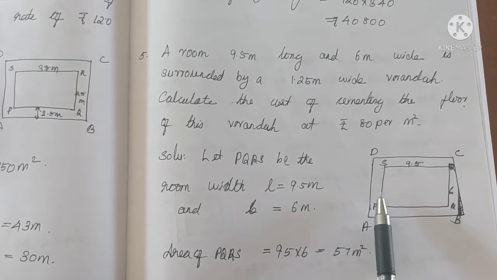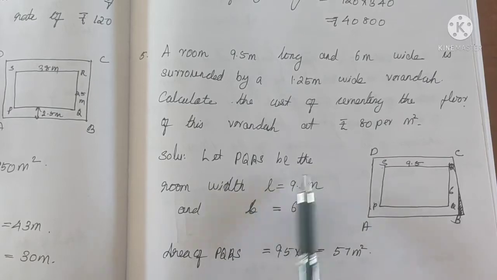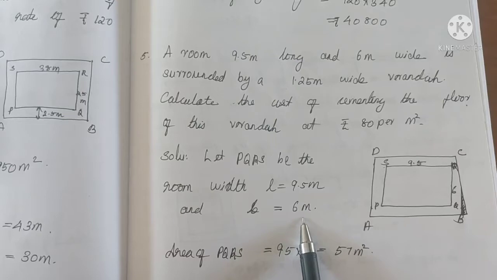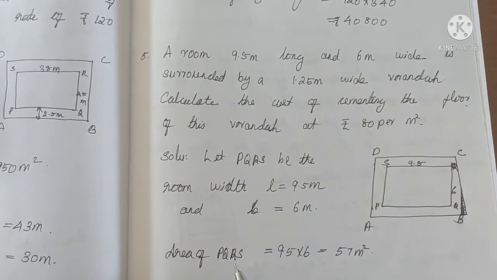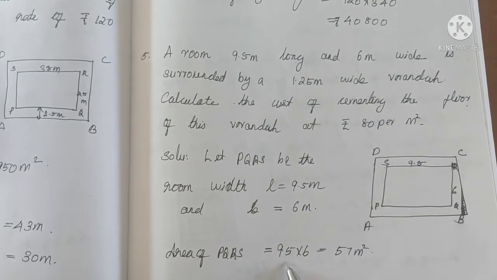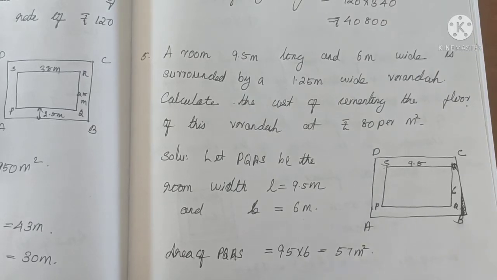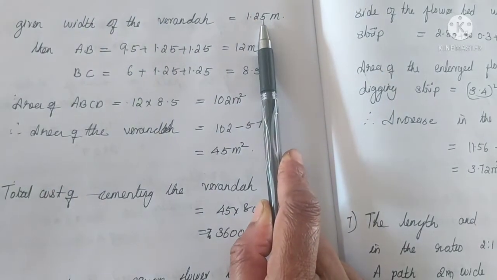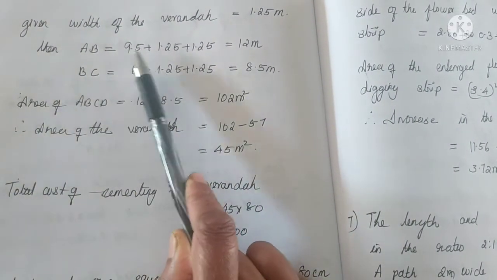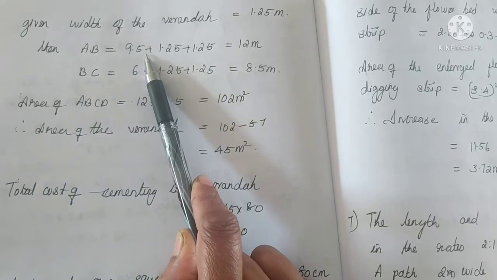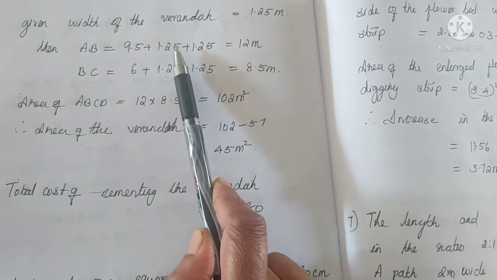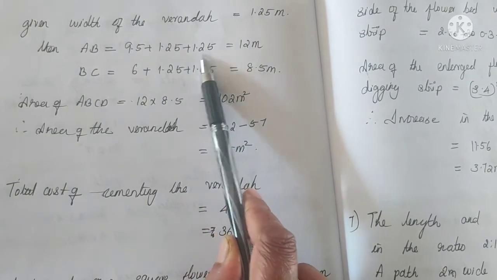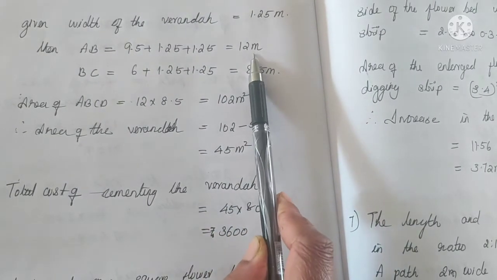Okay. First, let's see. Let PQRS be the room with L is equal to 9.5 meter and B is equal to 6 meter. Then area of PQRS is equal to 9.5 into 6, which is equal to 57 meter square. Given width of the veranda is equal to 1.25 meter. Then AB is equal to 9.5, the length of the room plus width of the veranda. At both the sides we have to add this width of the veranda, 1.25 plus 1.25. So total is equal to 12 meter.